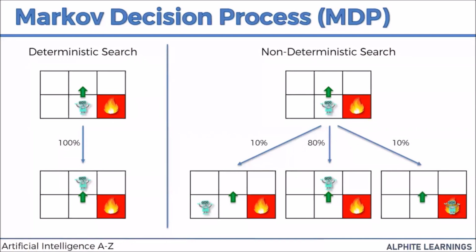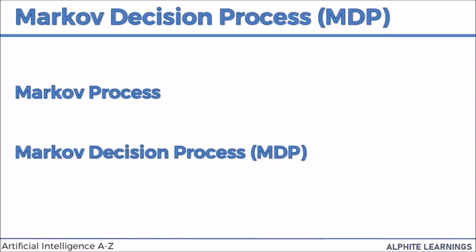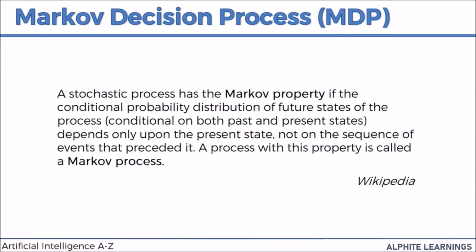For that only we bring the concept called Markov process, and the other term Markov decision process, that is called MDP. Okay, so what is Markov decision process? A stochastic process has the Markov property if the conditional probability distribution of future states of the process, conditional on both past and present state, depends only upon the present state, not on the sequence of events that precedes it. A process with this property is called Markov property.